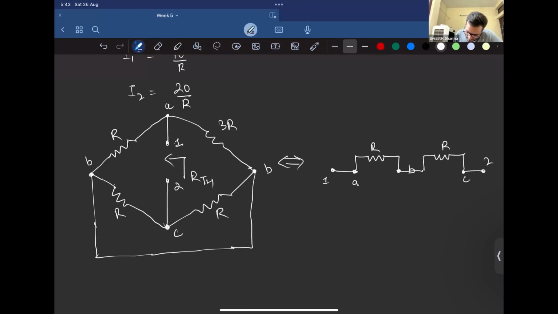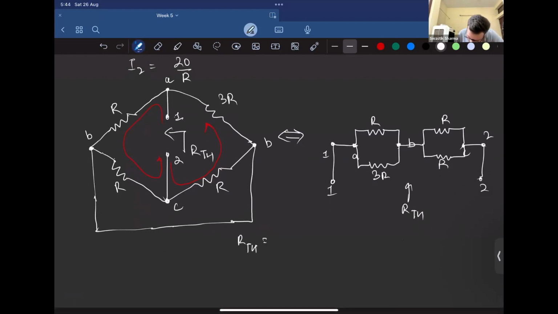Now C also has R connected with B over here. So I drew like this. Now let's draw it like this. So B has R connected with C. So this is R, and A has 3R connected with. So now can you find RTH?